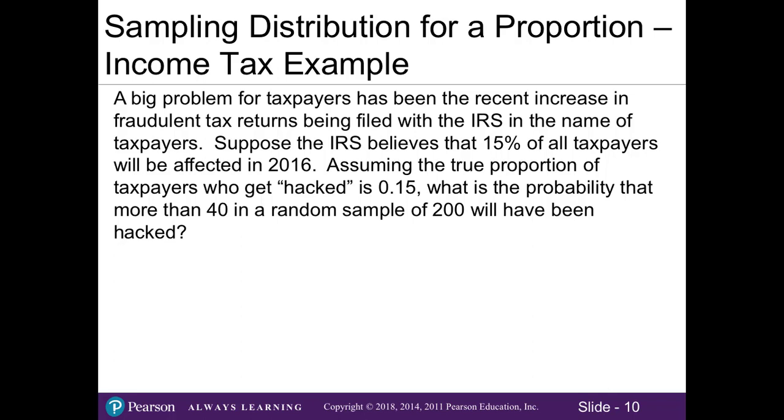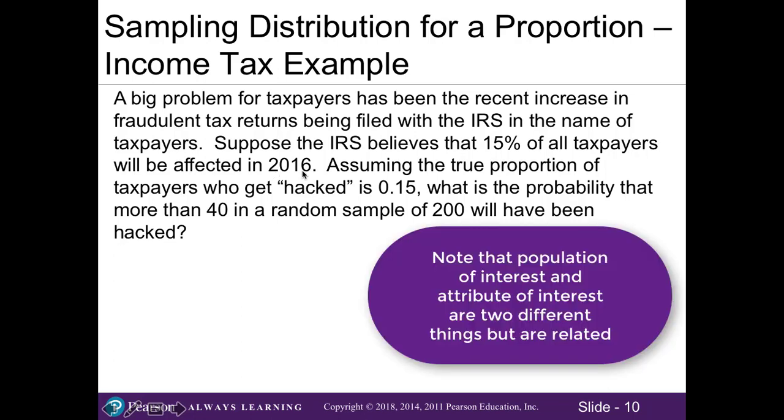In this case, our attribute of interest is people who get hacked on their tax returns. Note in this word problem, we have the population proportion provided to us twice in two different formats. Here, the population proportion is listed as 15%. How we know it's the population proportion is in the context of the story, because as we see it says 15% of all taxpayers will be affected in 2016. So our population of interest here is taxpayers in 2016.